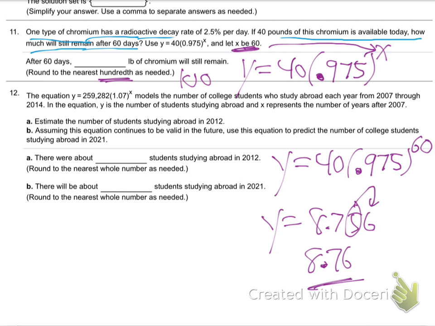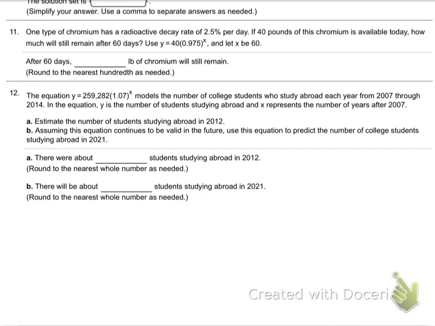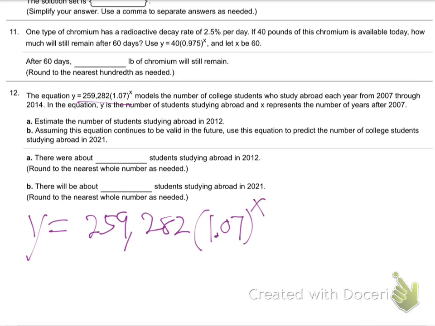So, is that good? Are you able to get that? Let me help for a minute. 11 and 12 are just that. They're just hit the buttons. Let's do number 12. It's going to be the same thing. They're just, who cares about the words. So there's the formula, 2,592,82-something, big number, times 1.07 to the x.